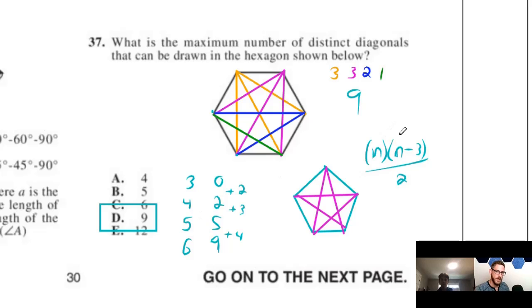So that works. Plug in 5. 5 times 5 minus 3, that's 10 over 2 is 5. One more, plug in 6. 6 times 6 minus 3, that's 18 over 2 is 9. All right, yeah. So anyway, that's the formula.